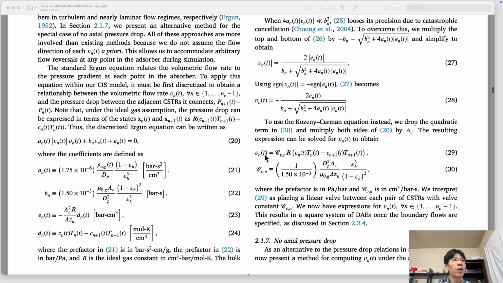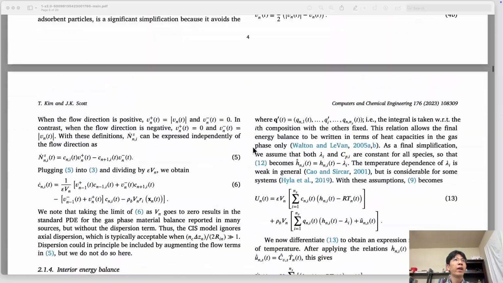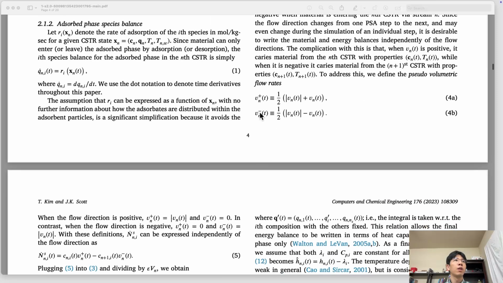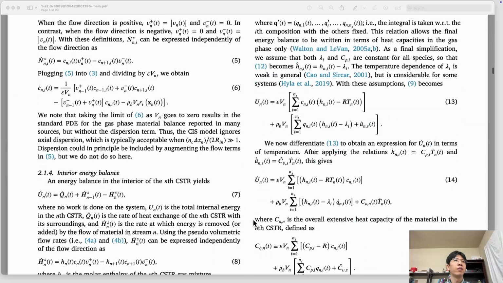So these are the two different equations, and notice that we don't really need to calculate the pseudo-volumetric flow rate in this case. However, since our model is written in terms of pseudo-volumetric flow rate, all we need to do is go back and plug these calculated volumetric flow rates into the definition of the pseudo-volumetric flow rates, and then plug these into the mass and energy balance equations.